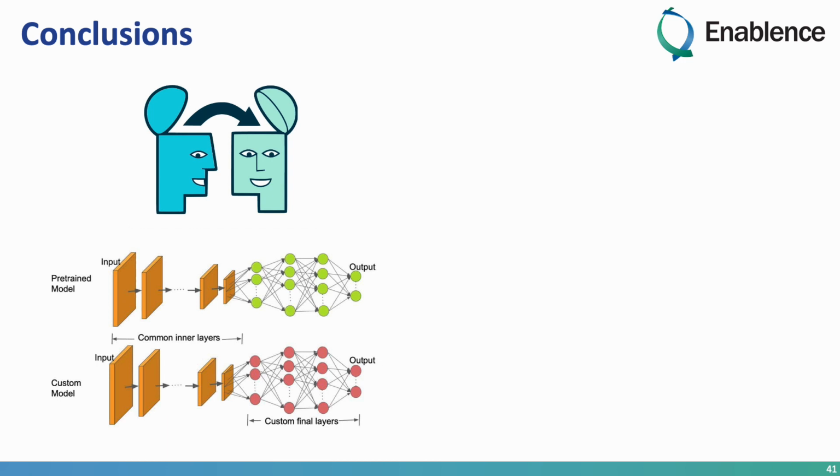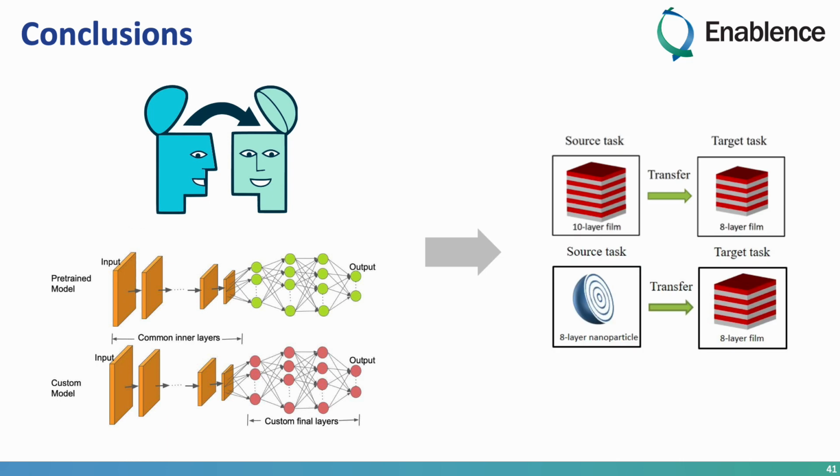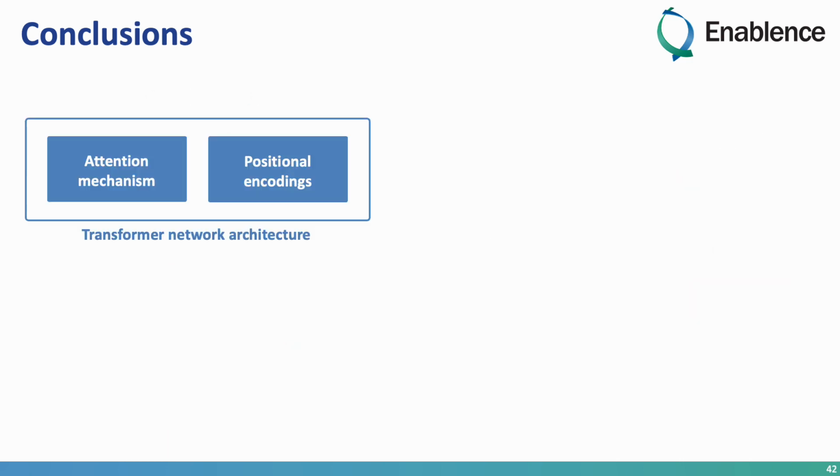Especially for very large neural networks, it is often preferable to find an existing neural network that accomplishes a similar task and reuse the lower layers of this network. And we saw how this was successfully applied to the study of various multilayered structures.